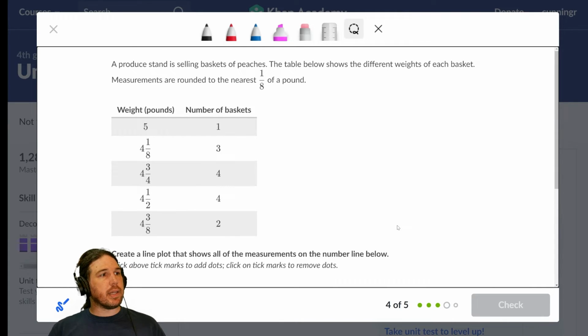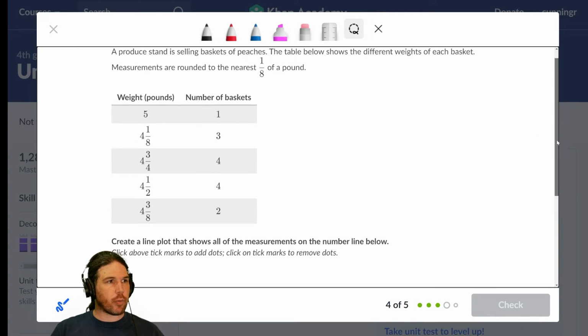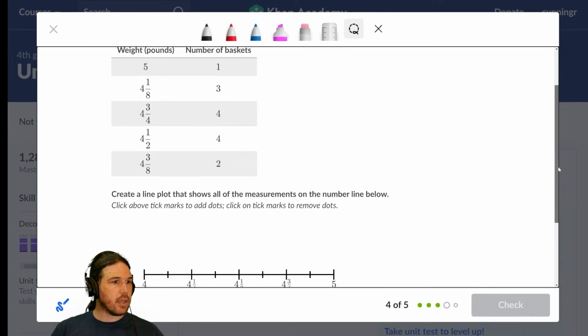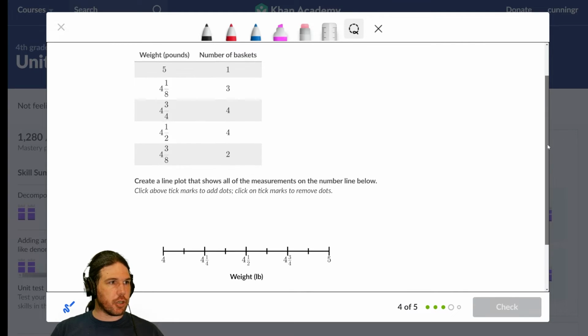A produce mill or stand is selling baskets of peaches. The table below shows the different weights of each basket. Measurements are rounded to the nearest 1/8 of a pound. Create a line plot that shows these.